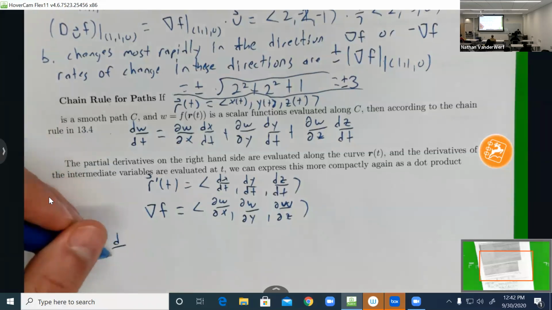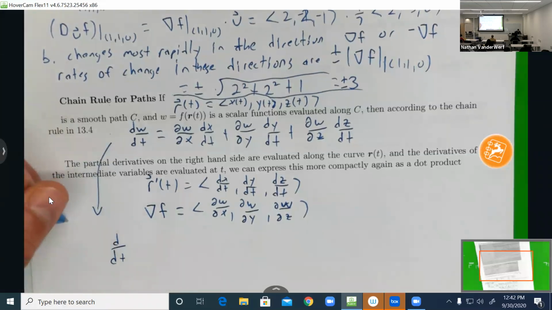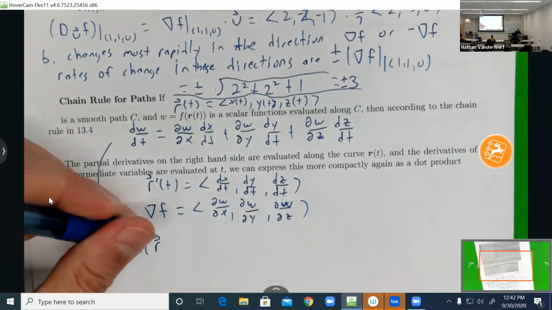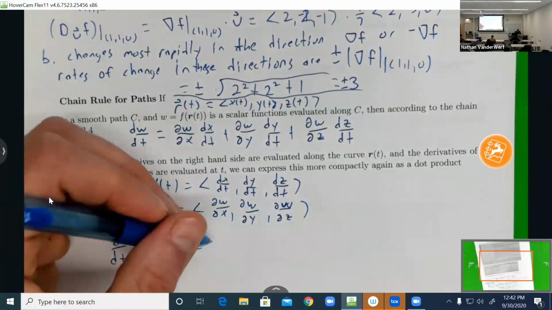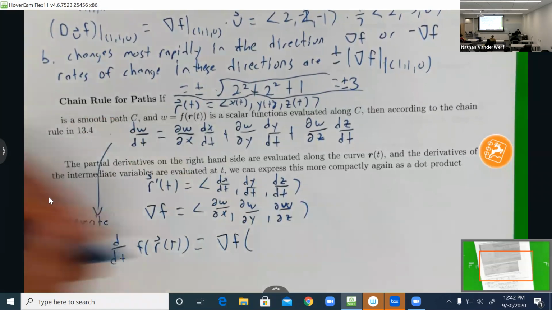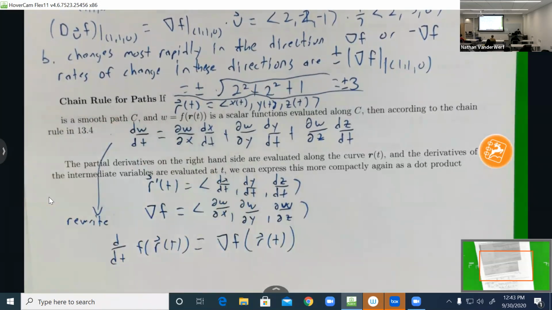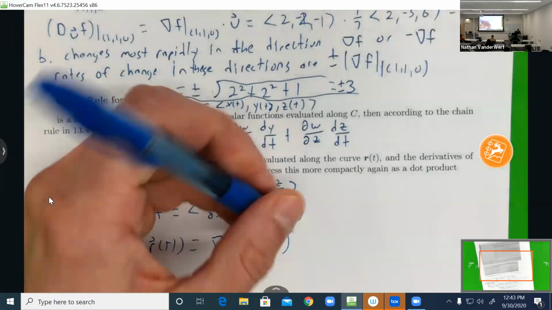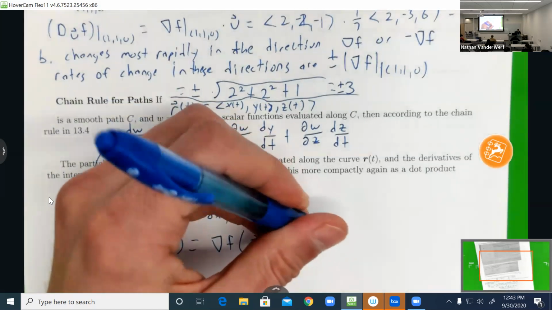So we can rewrite this whole thing, instead of w, as d over dt of f of r of t, which is going to be delta f evaluated at r of t. That's the partial w over partial x, partial w over partial y, partial w over partial z, except after we do these partial derivatives, we plug back in whatever x of t, y of t, z of t is. So it's at r of t, right? And then dotted with r prime of t.